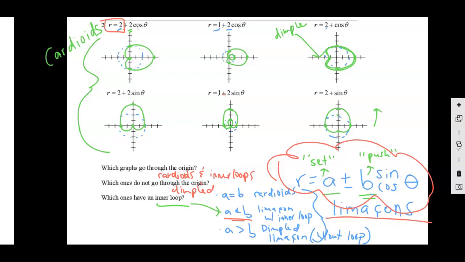So if the coefficient is bigger, that's the inner loop. And then you can have the dimpled ones, the ones without loops. That's where the coefficient is smaller. Remember, the number is how far you set it. Coefficient is how far you push. Sine or cosine tells us which way we push. Positive or negative tells us which way we push, right?